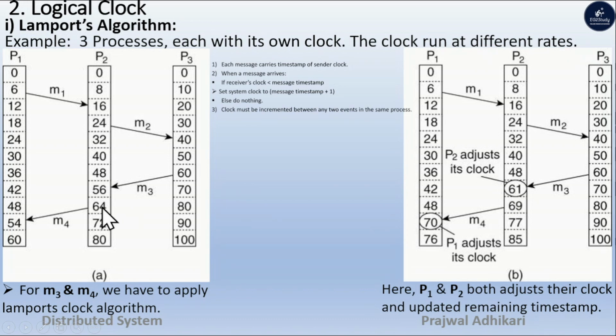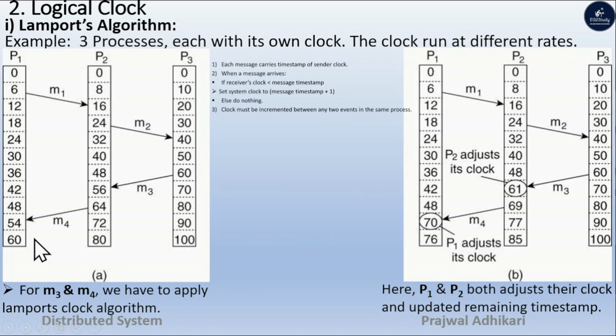64 plus 5 gives 69, 72 plus 5 gives 77, 80 plus 5 gives 85. So we have to increment all the event clocks in the same process. Here also, when we incremented from 54 to 70, we have added 16.